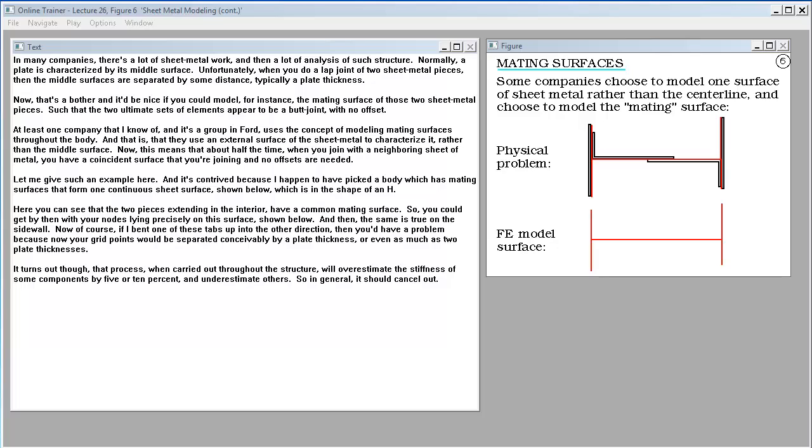Now, of course, if I bent one of these tabs up in the other direction, then you'd have a problem, because now your grid points would be separated conceivably by a plate thickness or even as much as 2 plate thicknesses. It turns out, though, that process, when carried out throughout the structure, will overestimate the stiffness of some components by 5 or 10% and underestimate others. So in general, it should cancel out.